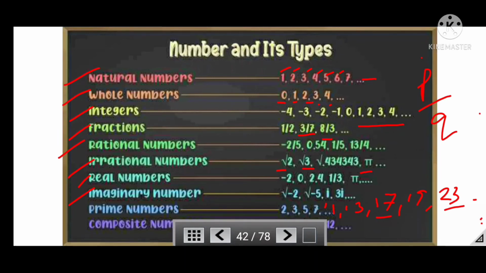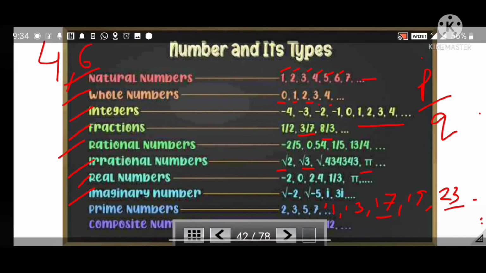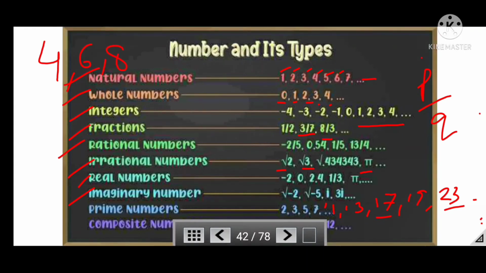Composite numbers are just the opposite of prime numbers, which occur in other number tables. The first composite number is 4. 4 occurs in the table of 2. Next composite number is 6. Next is 8, 9, 10, then 12. These all are composite numbers, and these occur in other number tables, which have more than two factors.